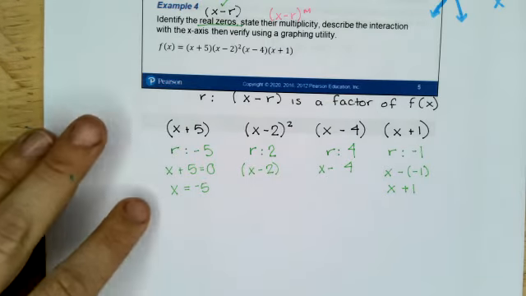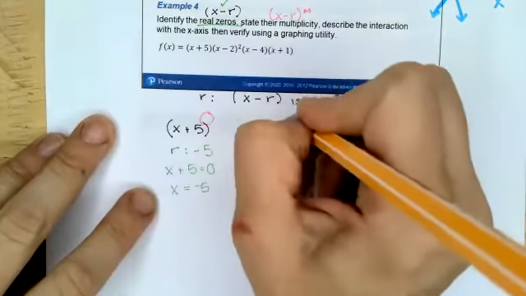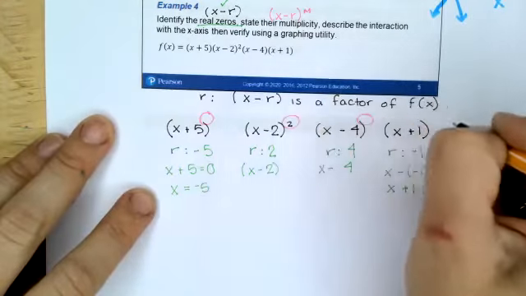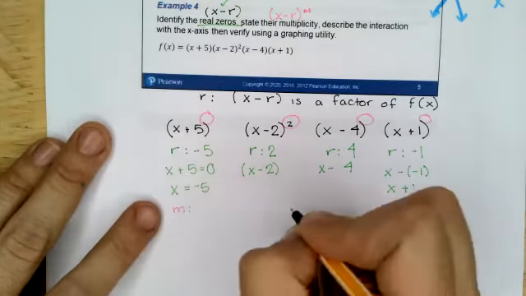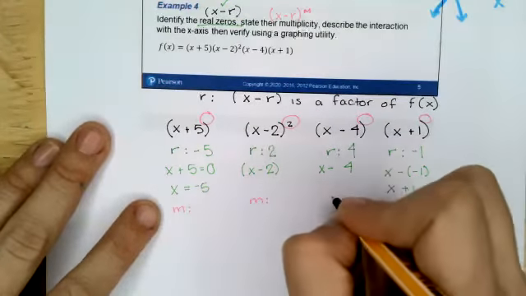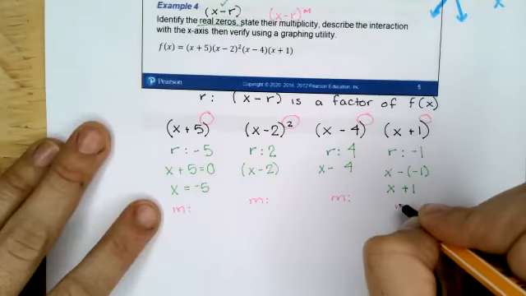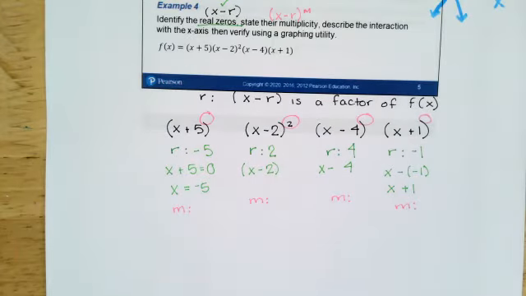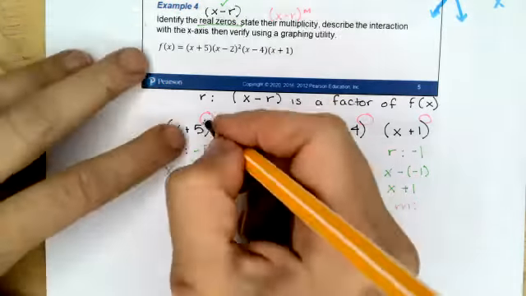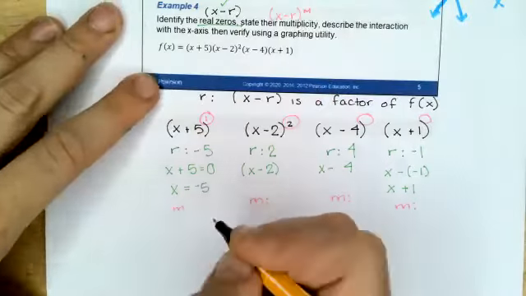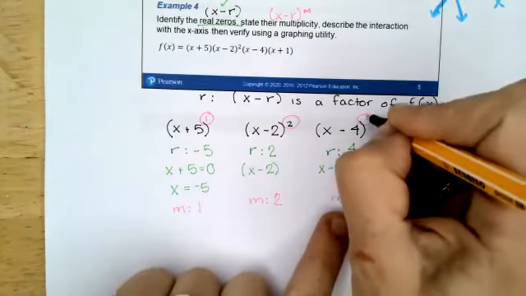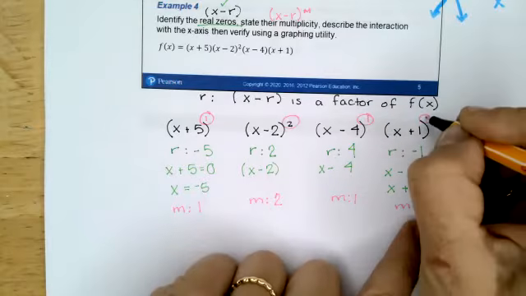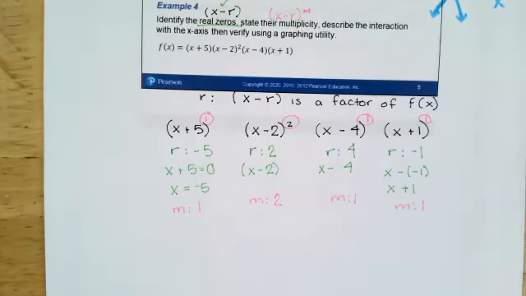State their multiplicity. Good. So what is the multiplicity of negative 5? What is the multiplicity of positive 2? What is the multiplicity of 4? And what is the multiplicity of negative 1? Good. And you just look. If there's nothing here, it's an understood 1. So this has a multiplicity of 1. This has a multiplicity of 2. This has a multiplicity of 1. This has a multiplicity of 1. Sound okay?